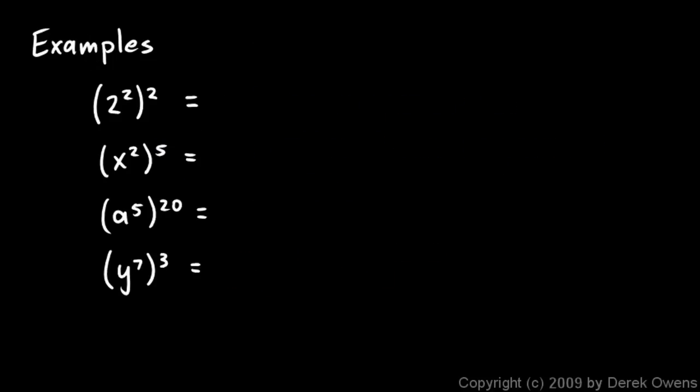2 to the power of 2 to the power of 2, well, we're just going to take this exponent 2 right here and this one and multiply them together, and that gives us 2 to the power of 4. X squared to the fifth, we just multiply the 2 and the 5, and that gives us x to the power of 10. A to the fifth to the power of 20 will be a to the power of 100, because 5 times 20 is 100. And y to the 7th cubed will be y to the power of 21.